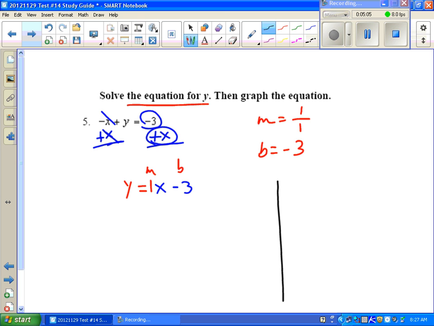So here's your graph. It's going to look like this. B value tells you where to begin, tells you to begin at -3. So on the y-axis, again, this is your y-axis. B tells you to begin at -3. The slope tells you where to move for M. Go up once and to the right once. So up once and to the right once. Now you have your second point, and you can draw your line through them.